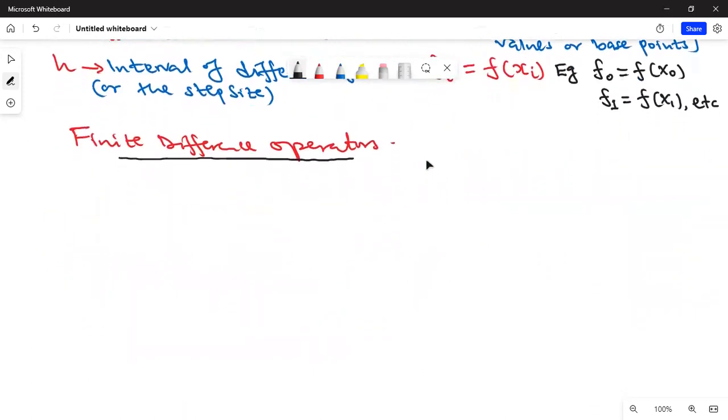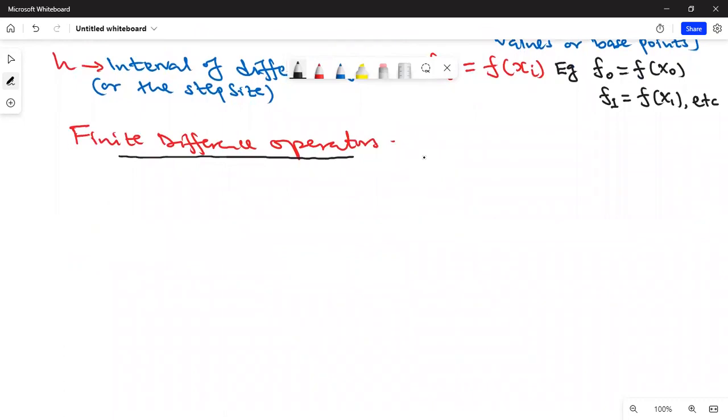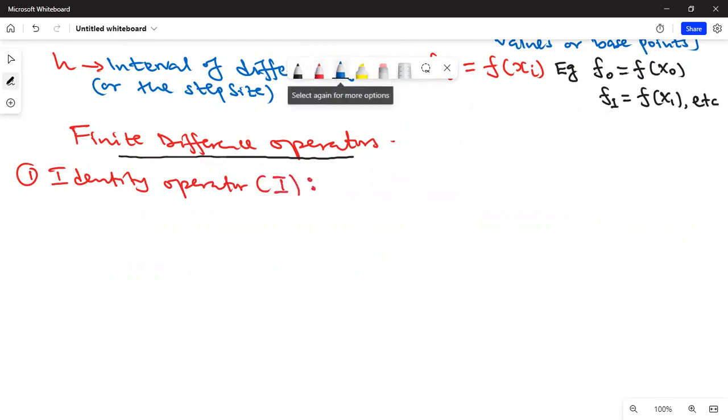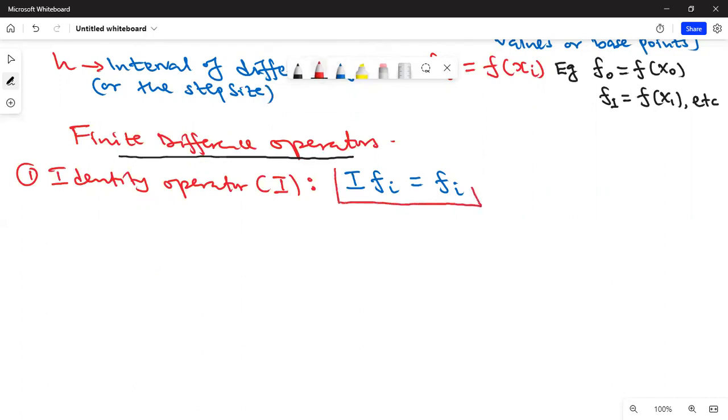The first one is what we call the identity operator. Number 1 is the identity operator, that is denoted by I. And this is how it is defined: identity operating on fi should not change that function. It is the same fi. Identity will not change the value of that function. It will give you the same function.